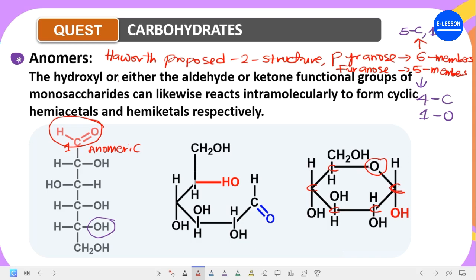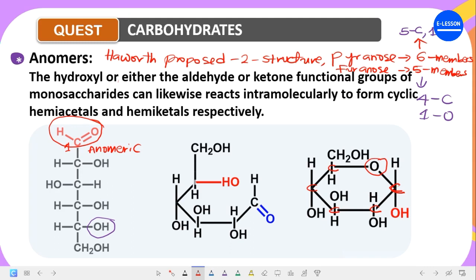Anomeric carbon. This carbon carrying the O here is the anomeric carbon. Do you know why? Because it is this carbon that was carrying the double bond here. True or false? If you look at it very well, this carbon is the one carrying the double bond oxygen. And we said the anomeric carbon here is carbon 1. So this carbon later condensed with this to form this. This is the anomeric carbon.